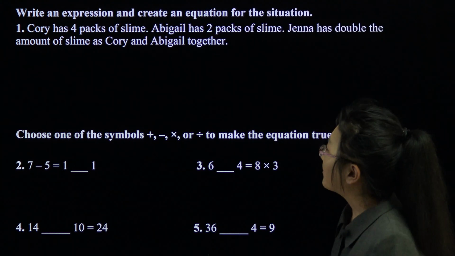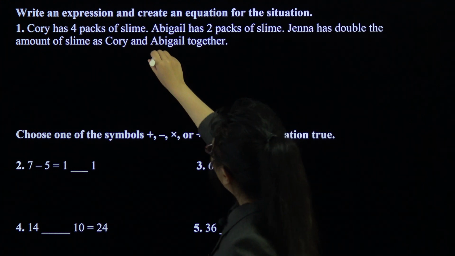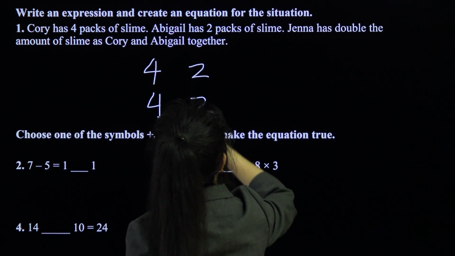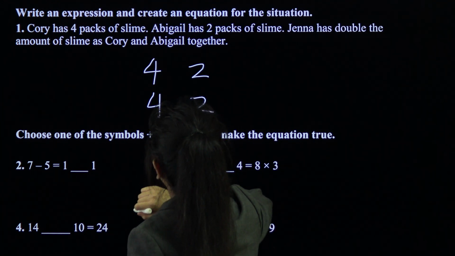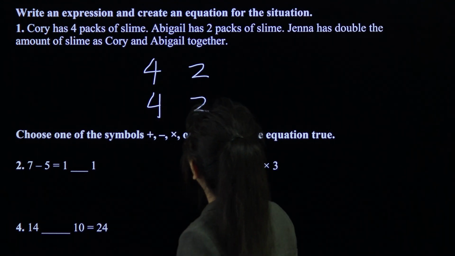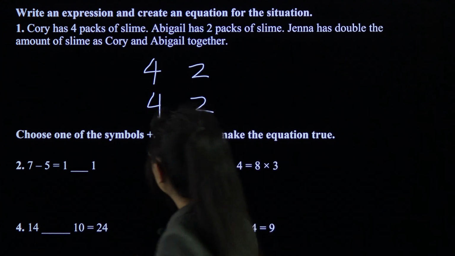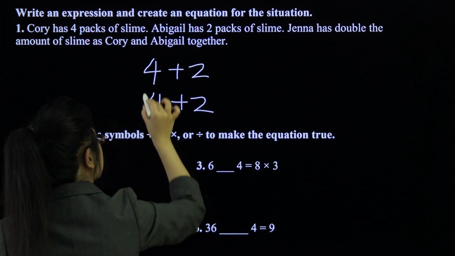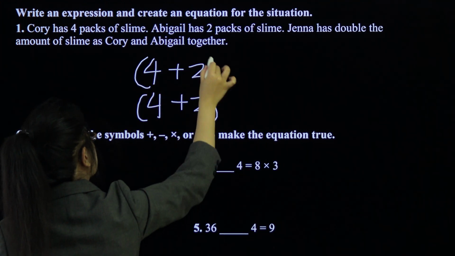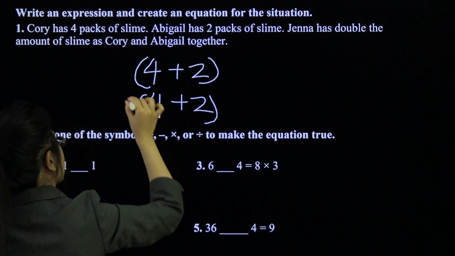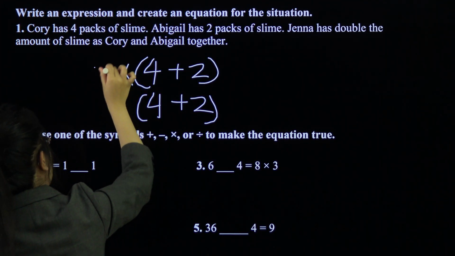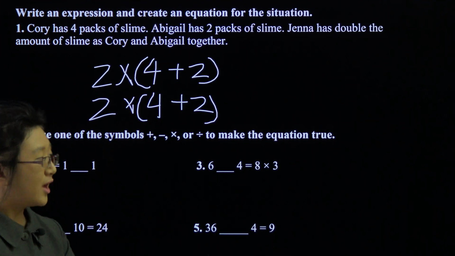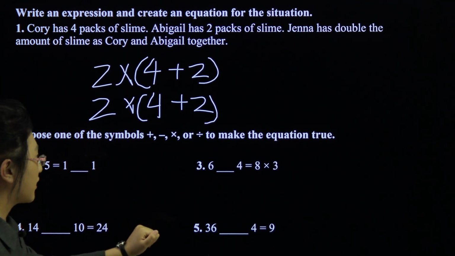Practice problem time. Corey has 4 packs of slime. Abigail has 2 packs of slime. Jenna has double the amount of slime as Corey and Abigail together. So Corey and Abigail together is 4 plus 2. Double the amount would be 4 plus 2 in brackets times 2, because the order of operations states that we have to do the stuff in the brackets first.